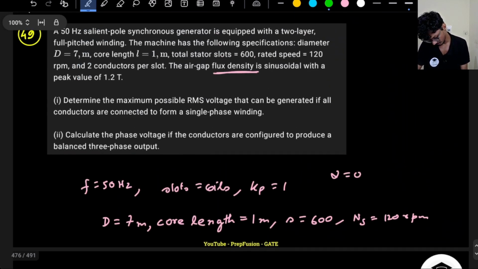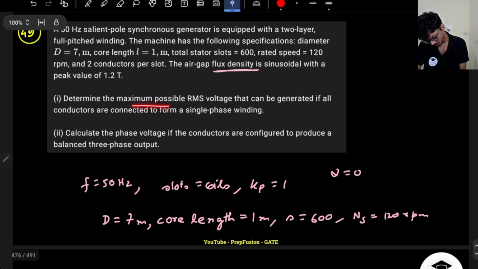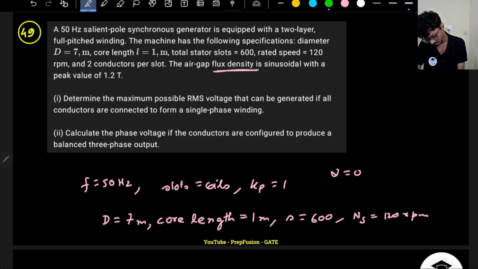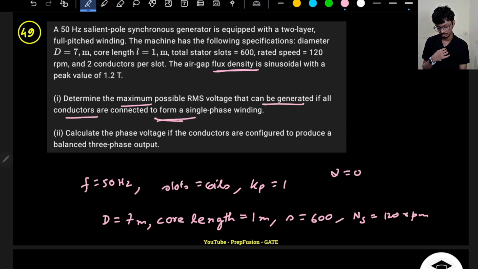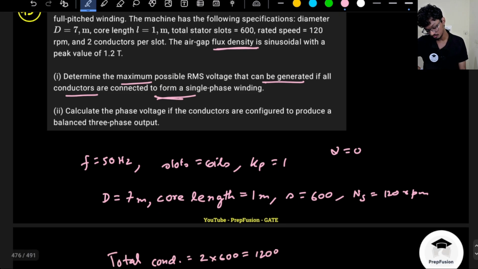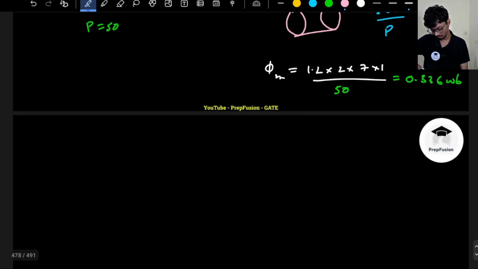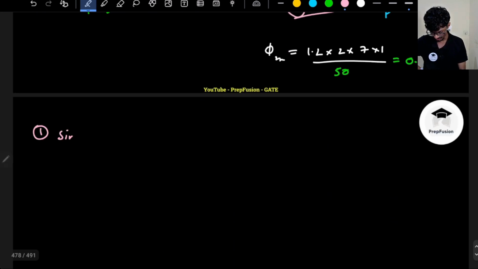Okay, now I don't know everything, so I don't know what is my distribution factor, right? KD I have to find out. So determine the maximum possible RMS voltage. Okay, they are asking me the maximum possible RMS voltage that can be generated if all the conductors are connected to form a single phase winding. So case 1 is single phase winding.